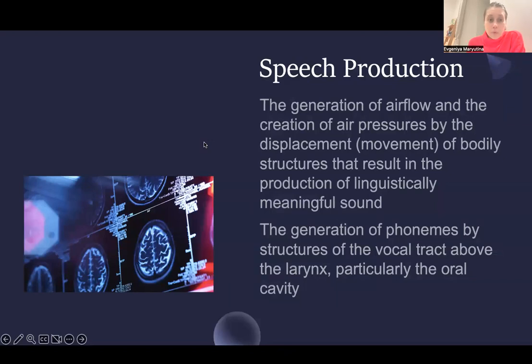So what is speech production? Because speech production is the major component of speech science. It's the generation of airflow and the creation of air pressures by the displacement or movement of bodily structures that result in the production of linguistically meaningful sound, right? So this definition kind of combines linguistics, or language, I should say, with speech. We think that those are completely different things, but are they? So linguistically meaningful sound, this is exactly linguistically meaningful sound.